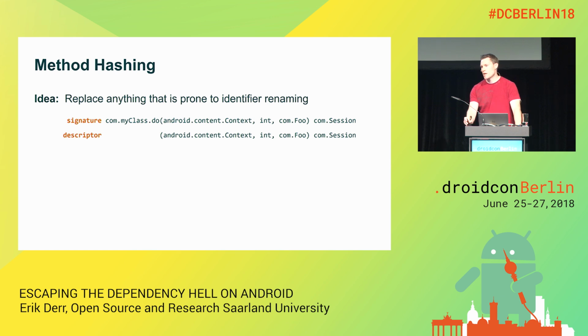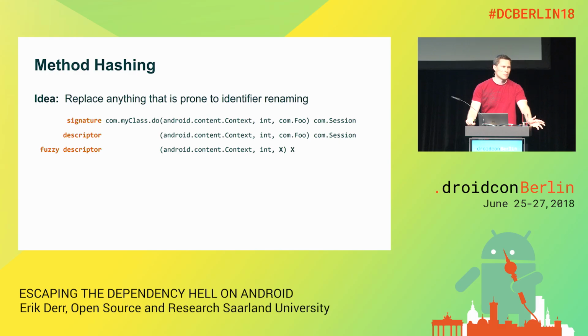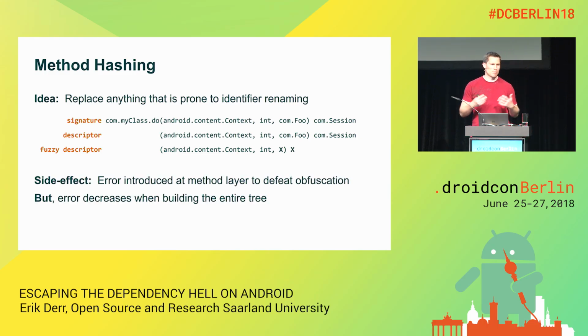So first, we strip anything before the brackets, leaving only the argument type list and the return type. And next, we replace any custom types, or any non-Android framework type, with a common placeholder value X. So we are not interested in being able to distinguish different types. We just want to know how many custom types there are and what their position is. What we get is a so-called fuzzy descriptor. You can think of it as a pattern, a template.